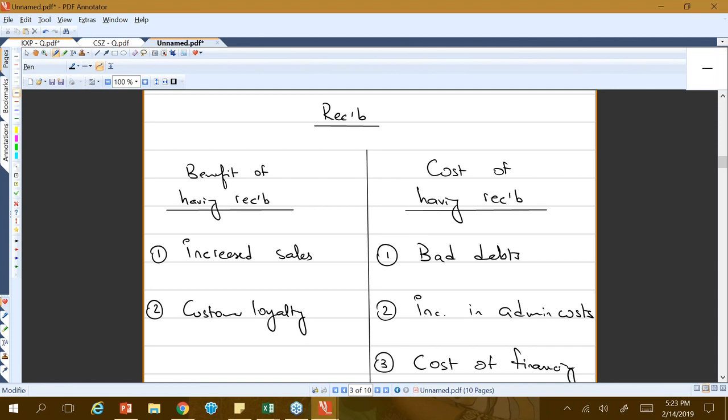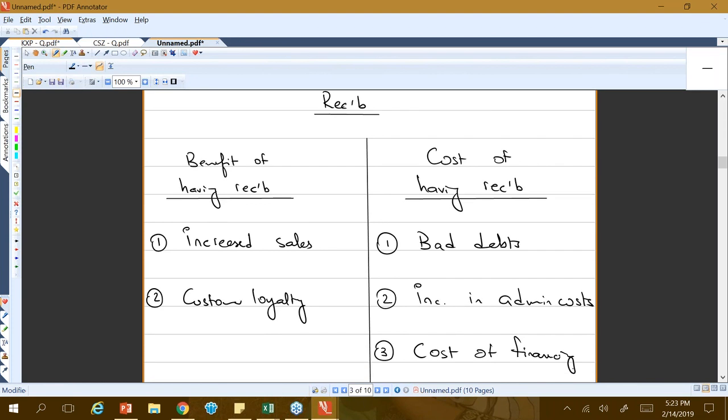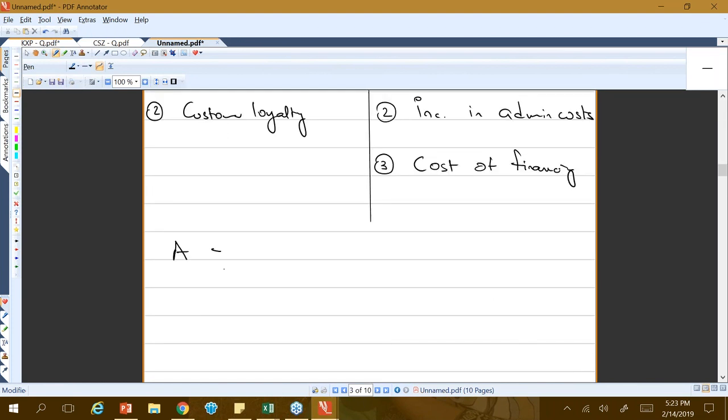Now, a good financial manager here will try to ensure that the cost is less than the benefits. So a good financial manager will ensure that the cost is less than the benefit.